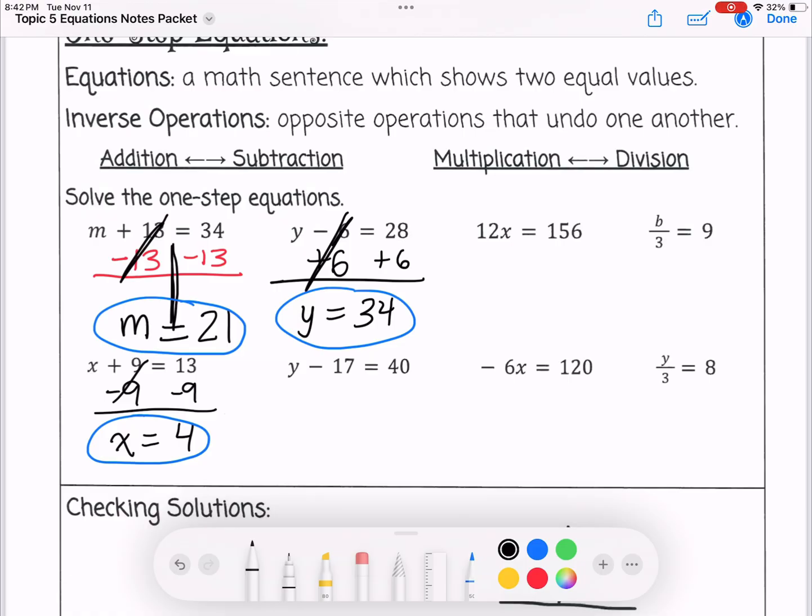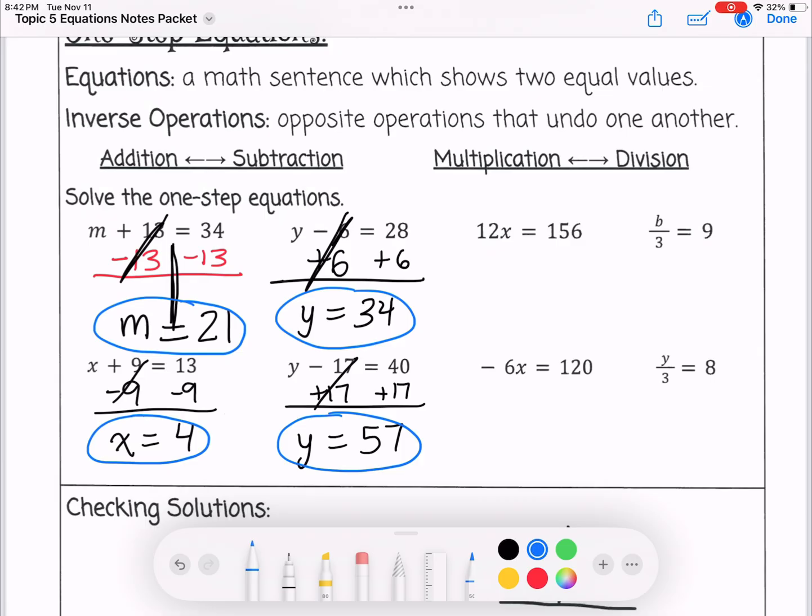Okay, here we go. Subtract 9 on both sides. We'll get a final answer of x equals 4. Check to make sure you got the same thing, and if not, check your work. All right, and the next one, I'm going to add 17 on both sides. Those cancel. Y equals 57. That's my answer.